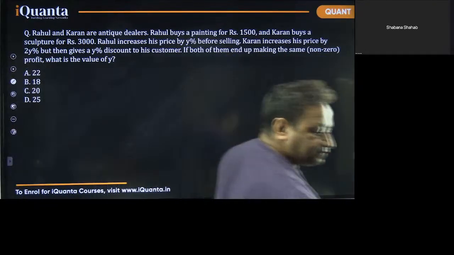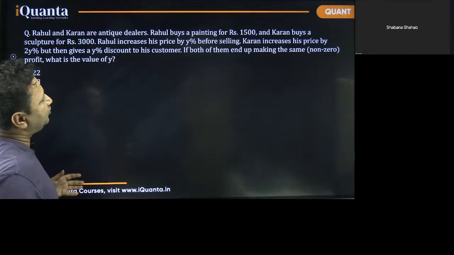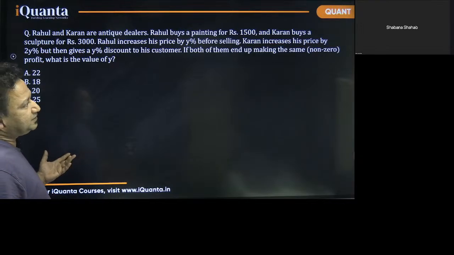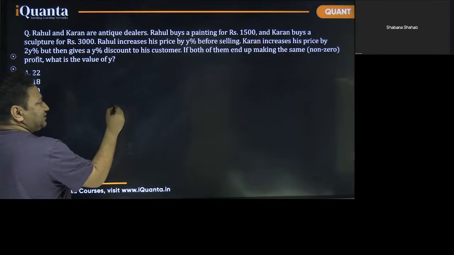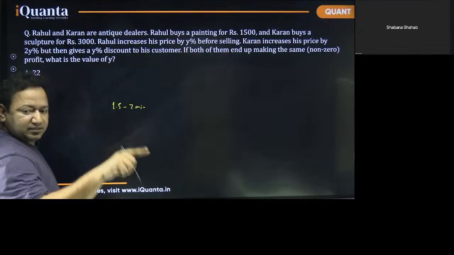Rahul and Karan are 2 antique dealers. Rahul buys a painting for 1500, Karan buys for 3000. Rahul increases the price 5%. This is a question which is highly doable, and it's calculative, that's why 1.5 to 2 minutes, but this should be done in the first round of solving.